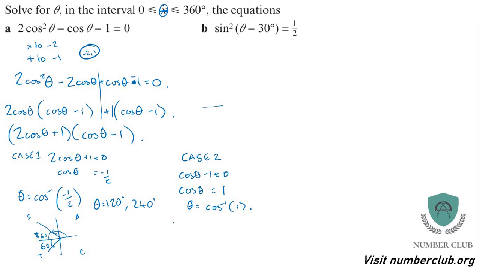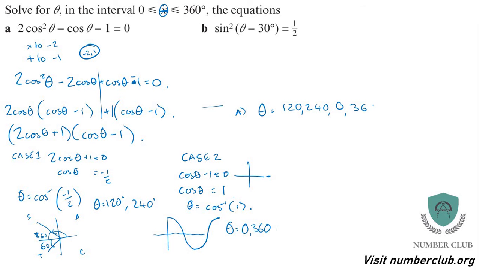That's because if you're thinking about the wave here, the cos wave starts like that. There's 90, 180, 270, 360. So it equals 1 when theta equals exactly 0, but also when theta equals 360. And if you're thinking about that in terms of CAST, it's basically exactly there, isn't it? So that would be 0 and all the way around 360. So you get values for question A, which are theta is equal to 120, 240, 0 and 360 degrees.